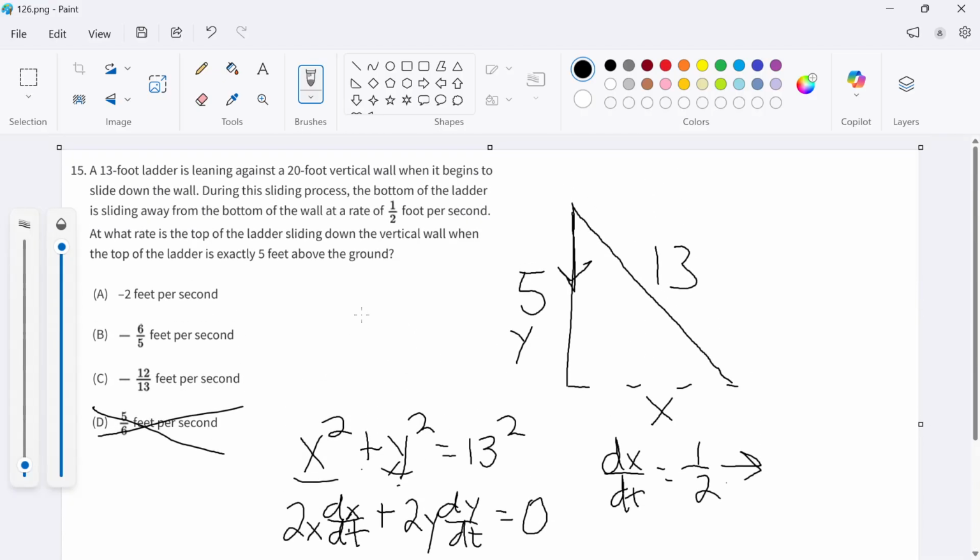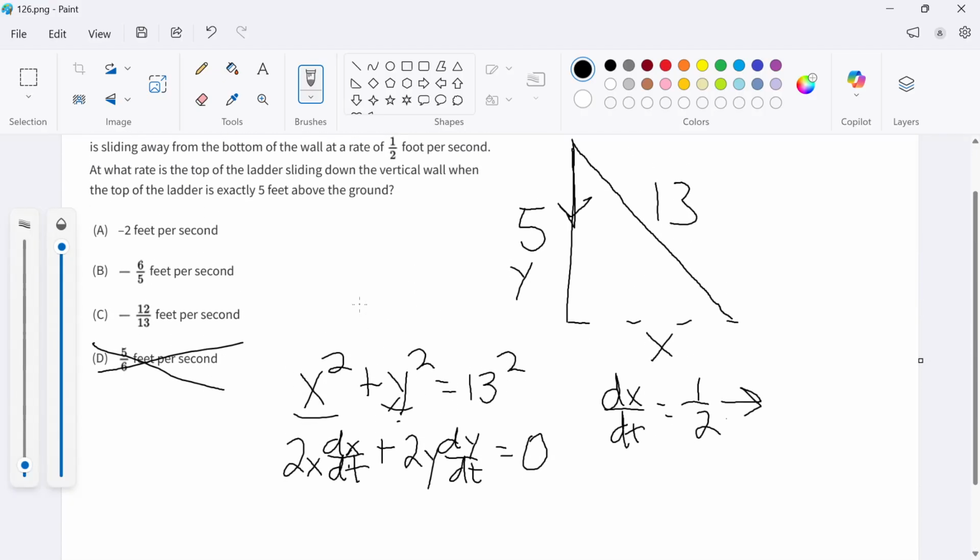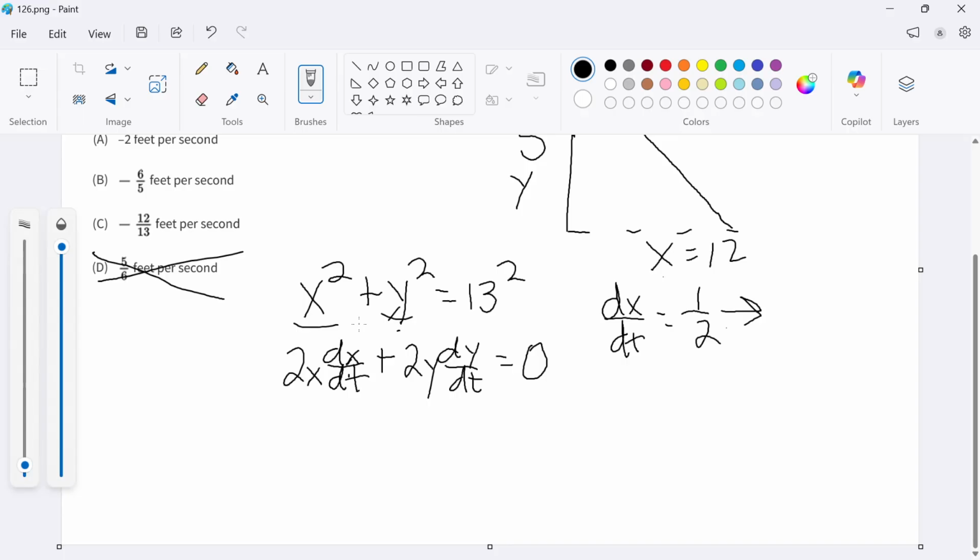So now I just plug in the numbers I have. Oh, I don't know what x is, but I can use the Pythagorean theorem to find x, or maybe you remember this Pythagorean triple, 5, 12, 13. So x is 12. And so now I've got everything. I've got my y, I've got my x, I've got my dx/dt. I can solve for dy/dt.